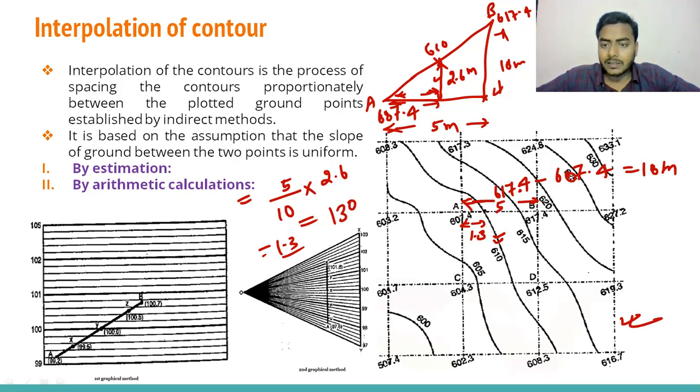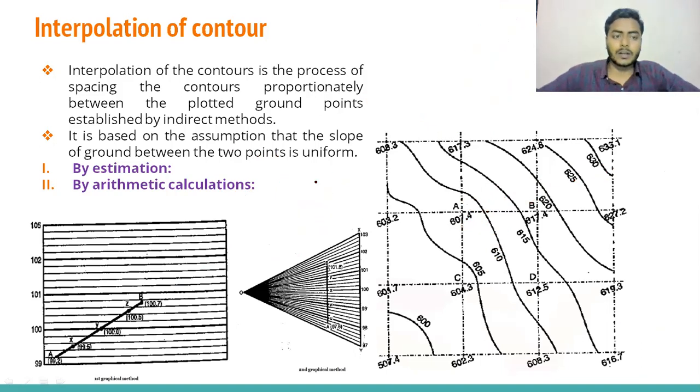Okay, so we can see that the contour having elevation 610 will come here. We are doing this accurately by taking the assumption that the slope will be uniform. This slope will be uniform, right? So that is called arithmetic calculation. In most cases, you will see we are doing the interpolation by arithmetic calculation only.